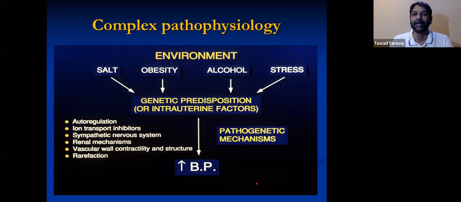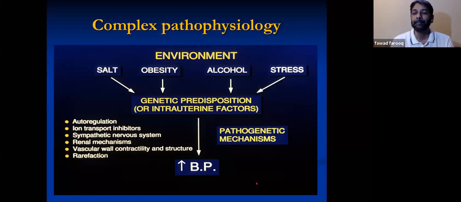The second thing about hypertension is its very complex pathophysiology. There are a lot of things involved in forming a blood pressure: cardiac output, peripheral resistance, heart rate, and all these variables are affected by a lot of influences. You see here salt, obesity, alcohol, stress, genetics, pathogenic mechanisms, autoregulation, ion transport, sympathetic activity, renal factors. So there are various things which maintain blood pressure and cause its variabilities.